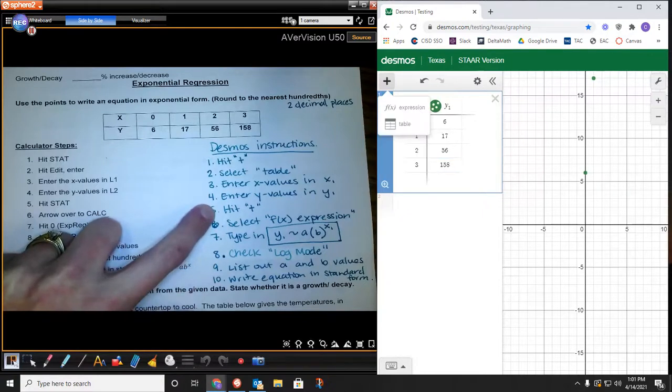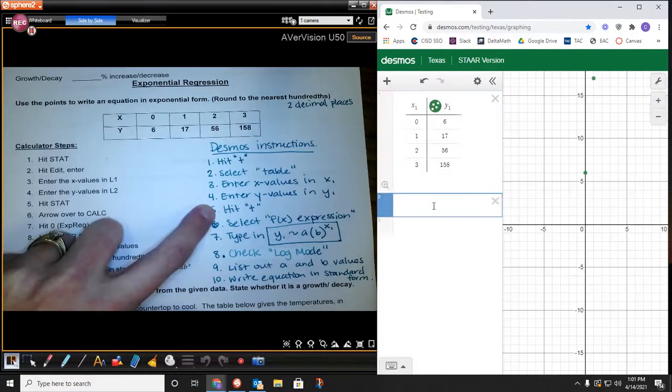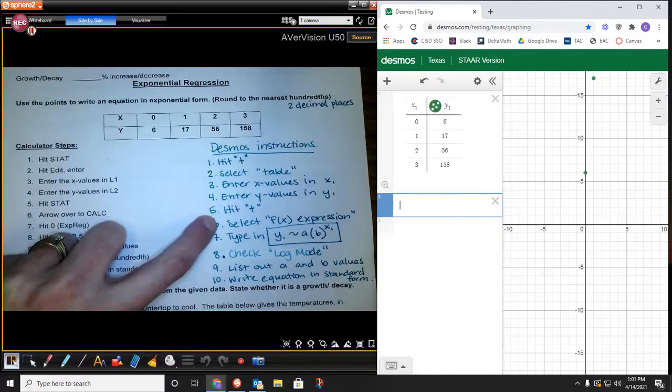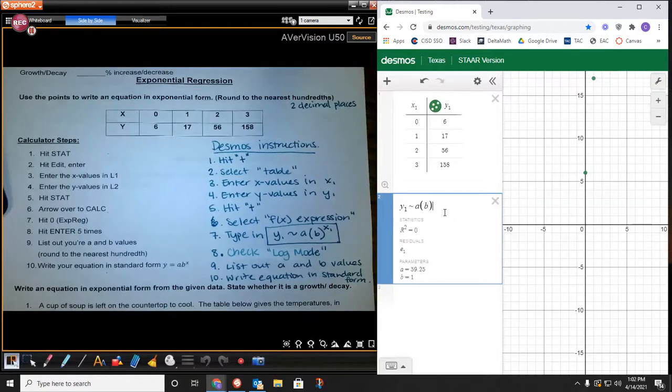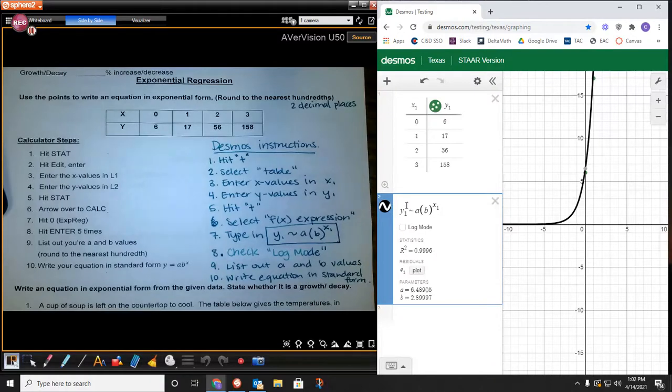Now we're going to hit plus again, but this time we're going to add an expression. The expression that we're going to type in is y, and then we want to do y sub 1. So you just type y1 tilde. You get that key by hitting shift, and then it's the key all the way to the left of the 1, okay? And then we just type in our exponential form, a times b to the x1. So this is what we type right here.